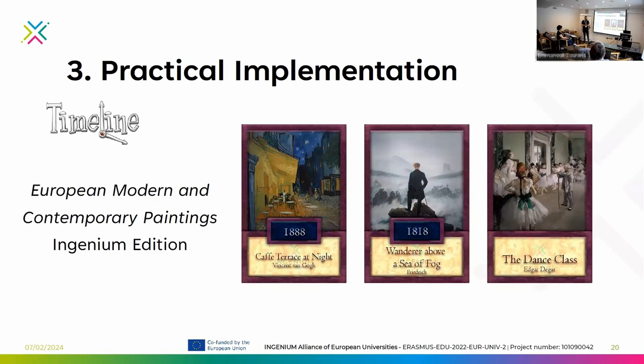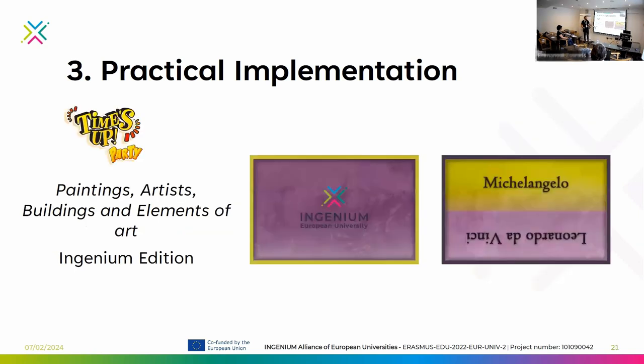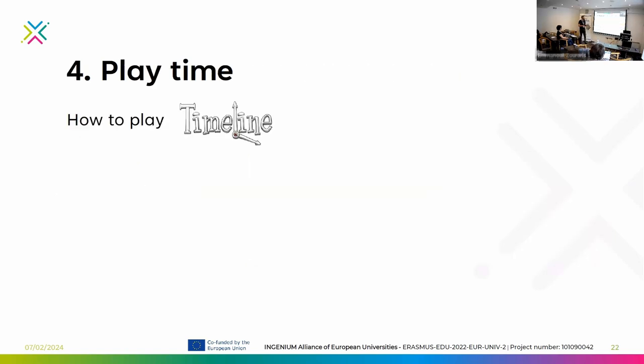But for Ingenium, we have created a specific deck with different paintings of modern and contemporary art. That is the material you are going to play with. And on the other hand, we have the other game, Times Up. You can see we have two colors because it's a way to take the most of the deck, and you don't have to use a lot of cards because you can change if you want to play another game and you don't need to print a lot.